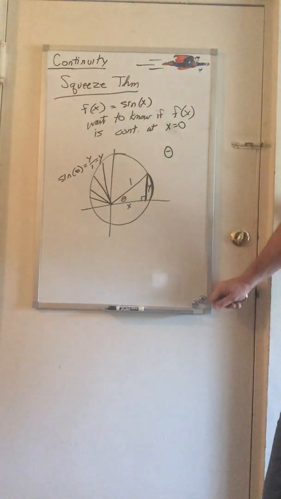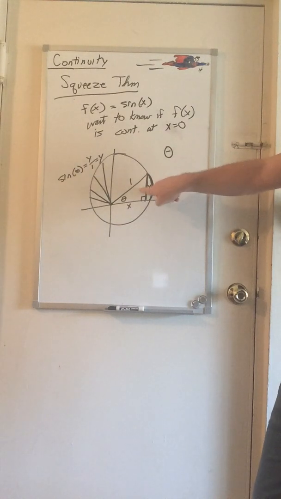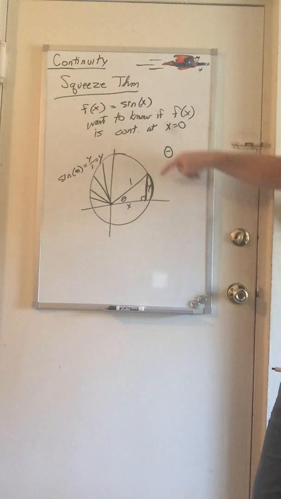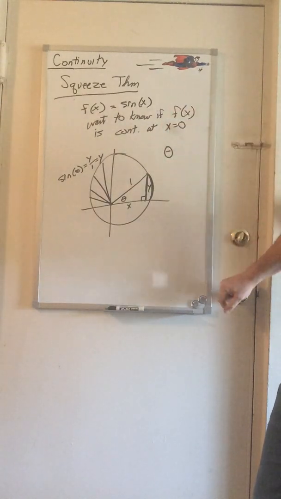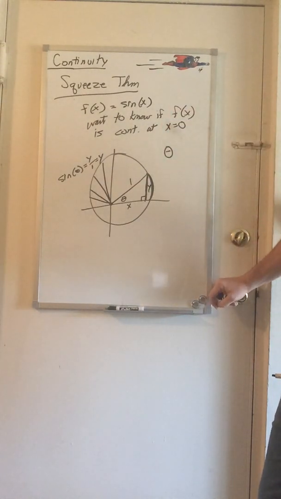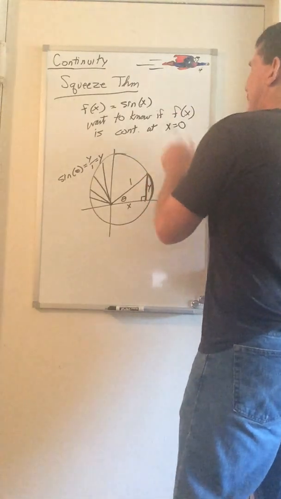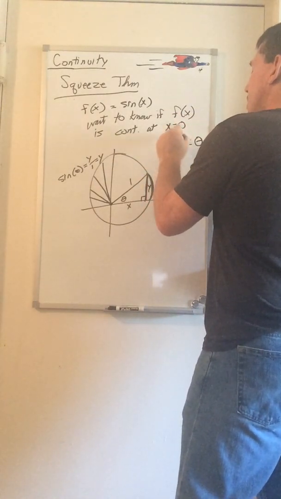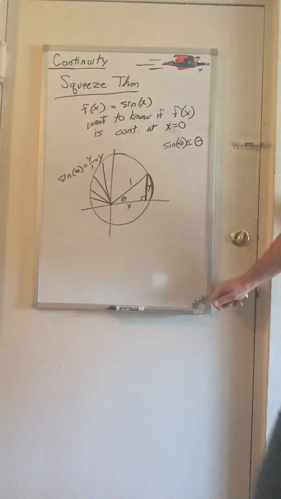But clearly, the arc is bigger than that vertical line. And that would be true anywhere I drew it. The arc around the circle will be bigger than the vertical line straight down to the horizontal axis. Which means I can say theta is greater than or equal to sine theta.